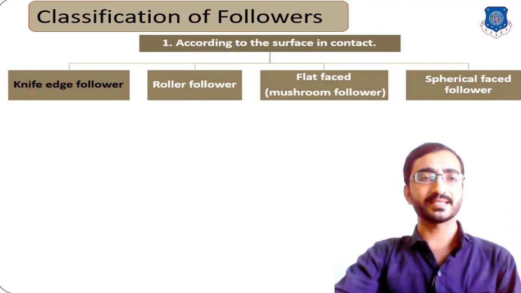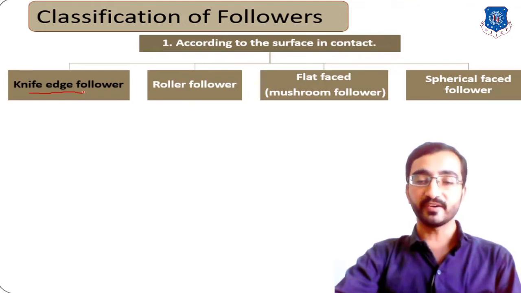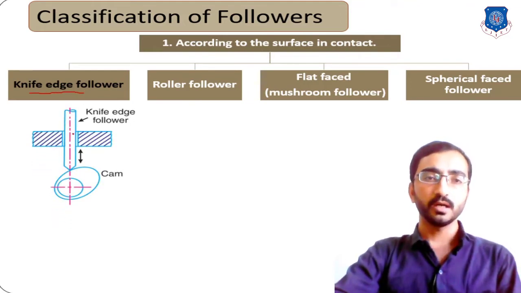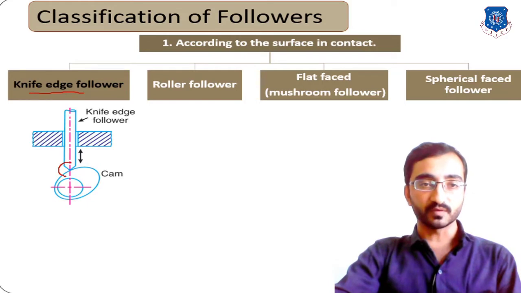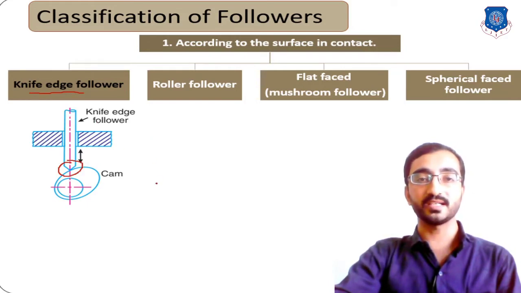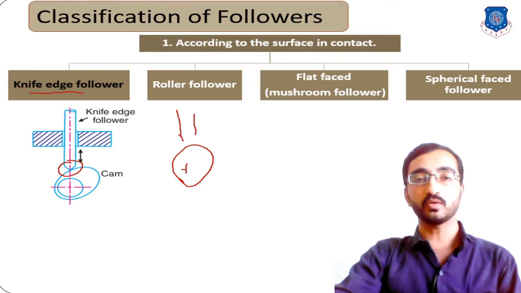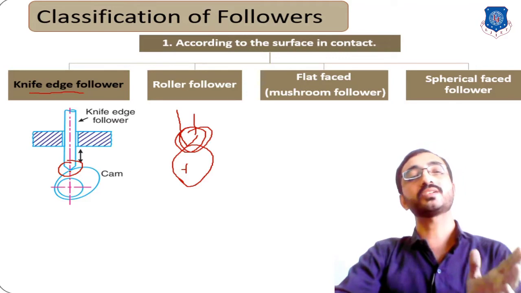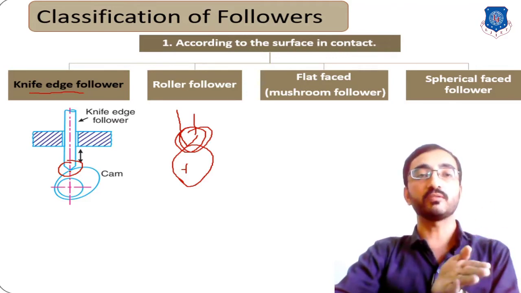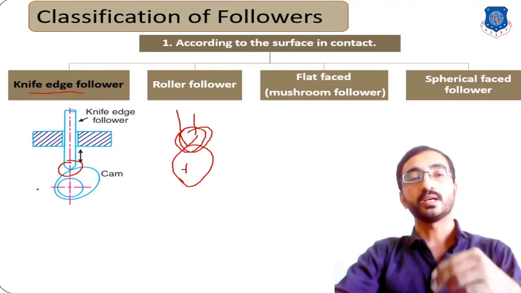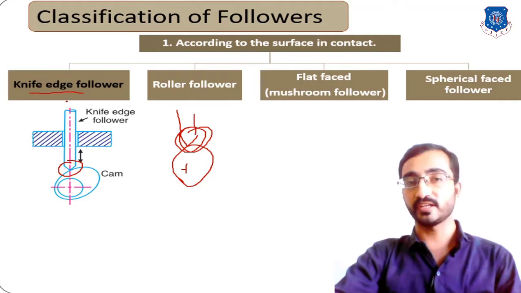So the first one is the knife edge follower. In a knife edge follower, the contact surface between the cam and follower has a knife edge type shape. If you consider that this one is your cam, and your follower has a knife shape over here, if you consider this one as a knife edge, the end of your follower is in knife edge shape. That's why it is termed a knife edge follower.